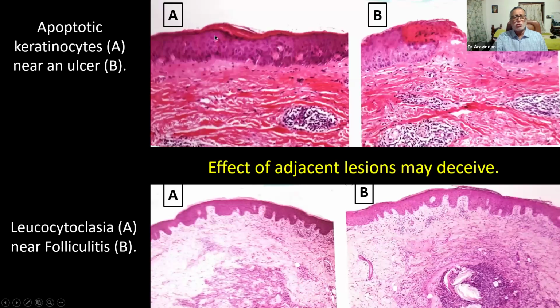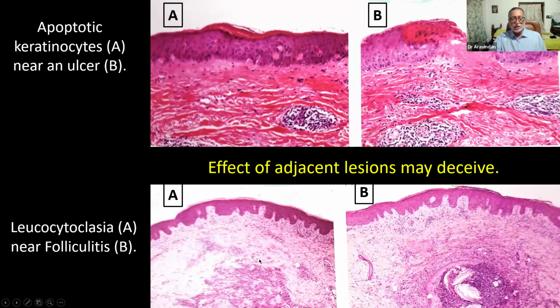See on the top left side, you see plenty of apoptotic keratinocytes in what is marked A. And on B, there is an ulcer. So the area adjacent to an ulcer may show a lot of apoptotic keratinocytes. Just seeing so many apoptotic keratinocytes, you should not jump into a diagnosis of erythema multiforme or some such condition.